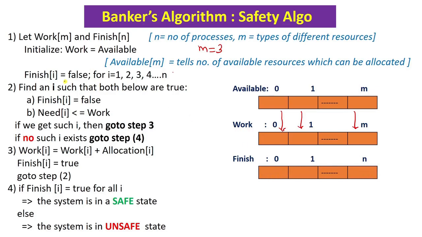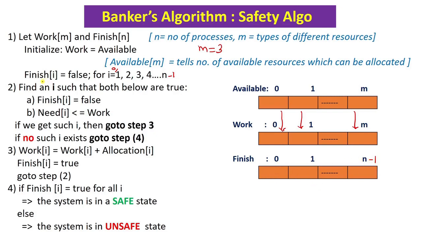Okay, so initially we will be saying everything inside the finish array will be false, from i equal to 0 to 1, 2, 3, till the last, n minus 1. So the finish array will have size equal to the total number of processes in our system, from 0 to n minus 1.